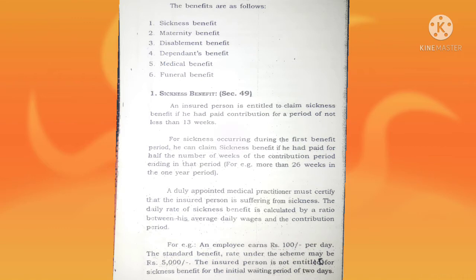period of not less than 13 weeks. He has to work 13 weeks without any variance. For sickness occurring during the first benefit period, he can claim sickness benefit if he has paid for half the number of weeks of the contribution period, ending in the end period. For example, more than 26 weeks in the 1 year period.